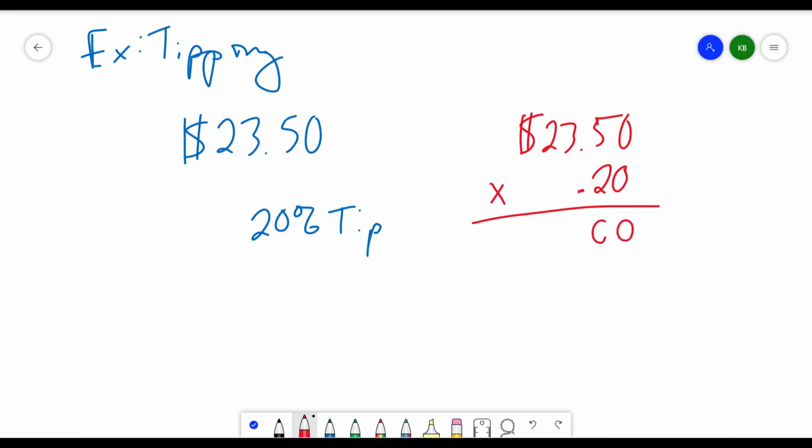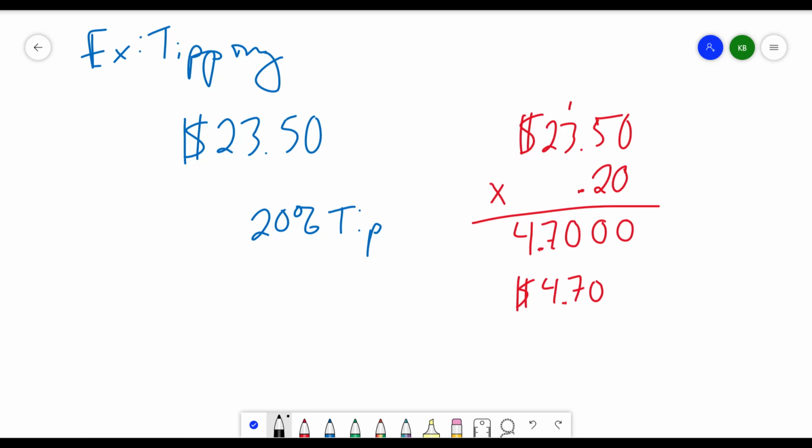And then I get 2 times 0 is 0. 2 times 5 is 10. 2 times 3 is 6, plus 1 is 7. And 2 times 2 is 4. And I have 4 places behind the decimal, so I put my decimal point there with 4 numbers behind it. So my tip is going to be $4.70.